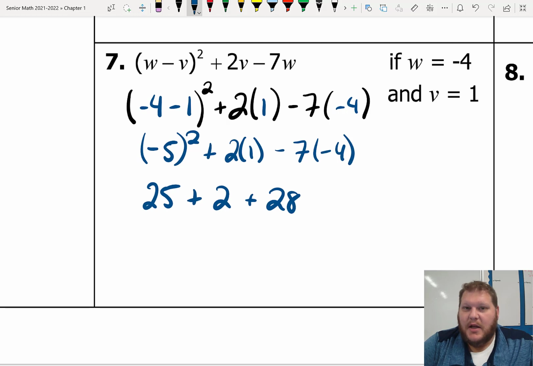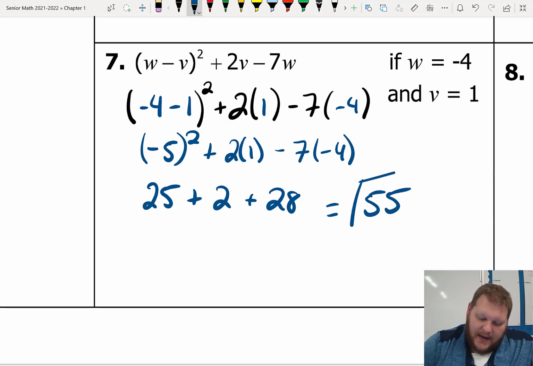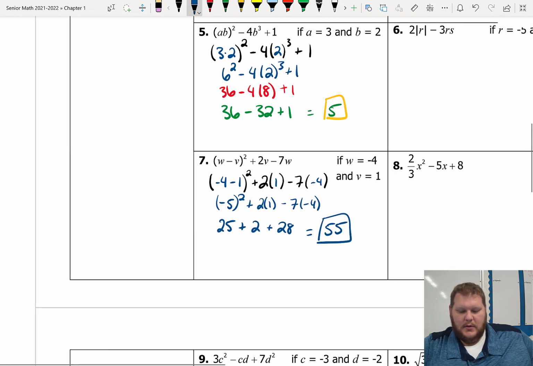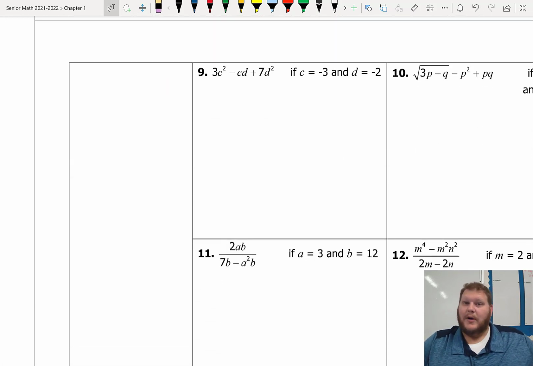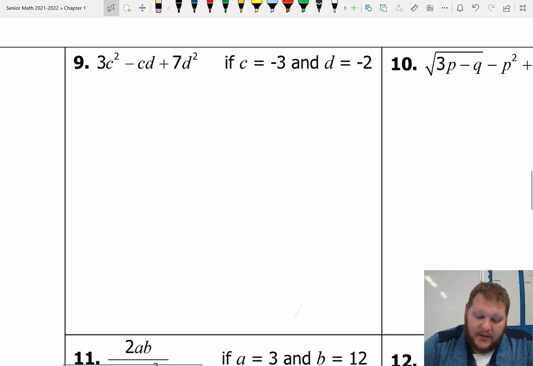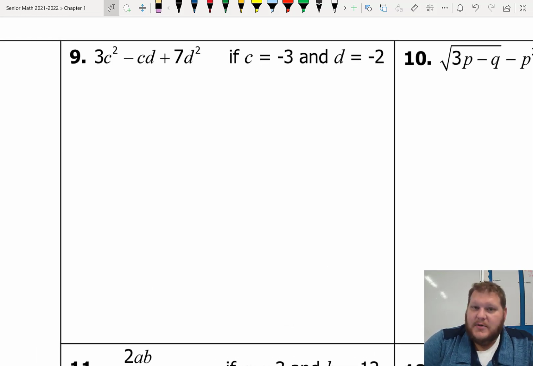With that last one, just be careful because you're subtracting and you have a negative 4 there, so that ends up being a positive 28 in the grand scheme of things, so plus 28. So 25 plus 2 plus 28 gives me a grand total of 55. All right. Flipping it on over. We'll get more complicated and complex problems, but that's the process. It's really just substituting values, and then it's order of operations.